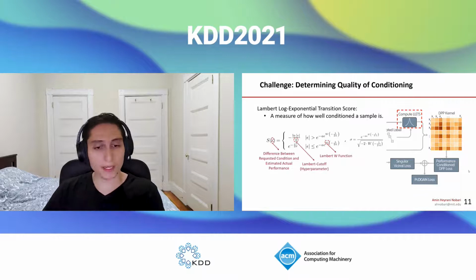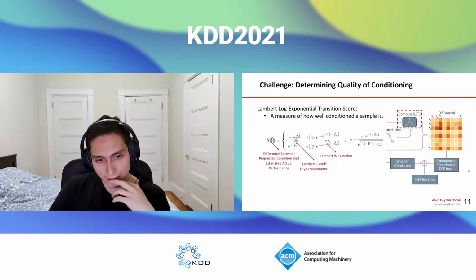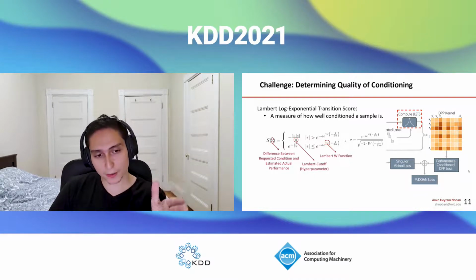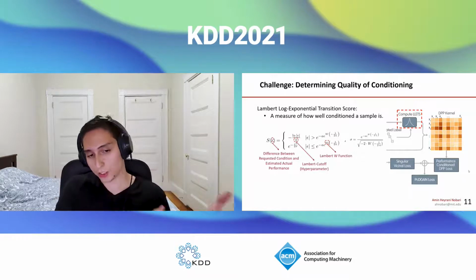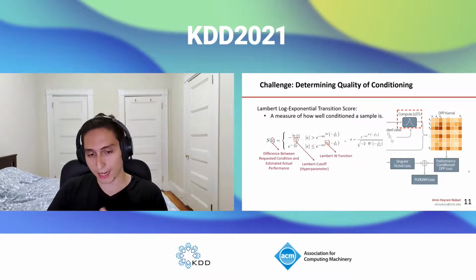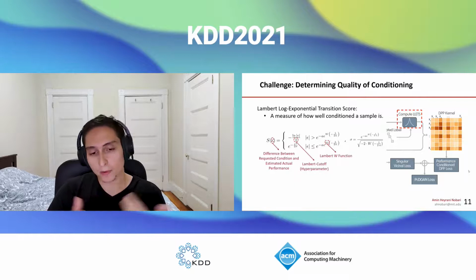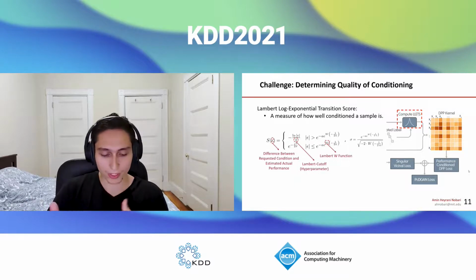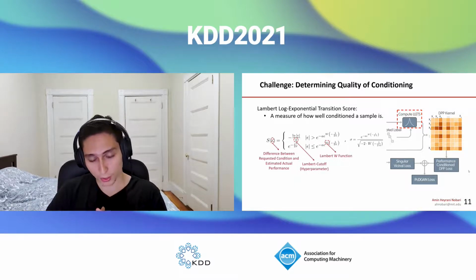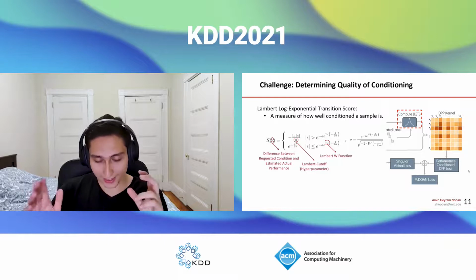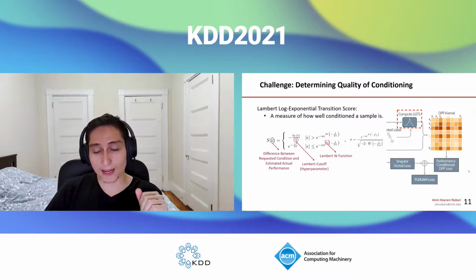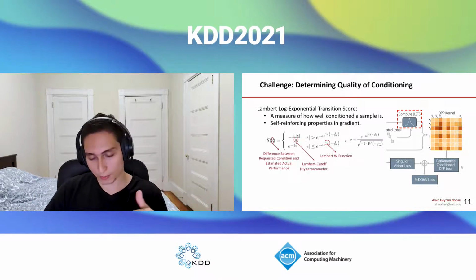The way we calculate it is using this equation you can see here, basically inputting the difference between the requested condition from the generator and the estimated actual performance. And there's a hyperparameter, the Lambert cutoff, which determines how aggressive the gradient of this function is, and also where the other part of this comes into play, which is that it has a self-reinforcing property.